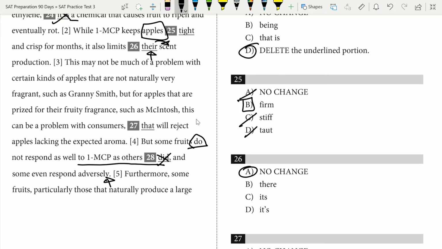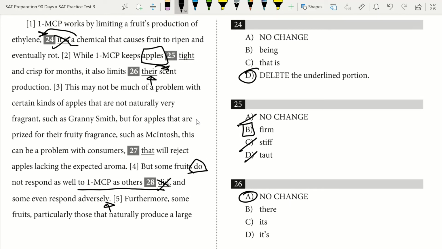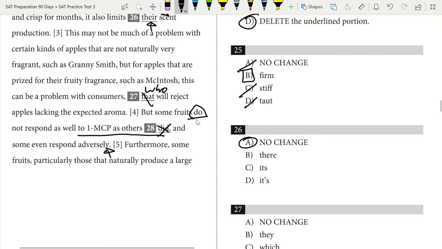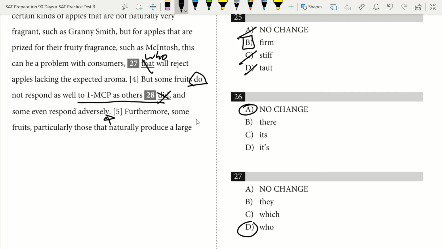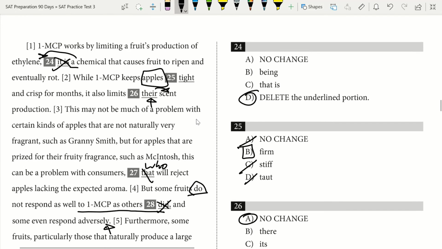Okay, next up we got, this may not be much of a problem with certain kinds of apples that are not naturally very fragrant, such as Granny Smith, but for apples that are prized for their fruity fragrance, such as Macintosh, this can be a problem with consumers, these consumers who will reject the apples. So our correct answer for 27 is going to be "who", so that's answer choice D. Okay, at this point I want to keep in mind that I'm talking about fruits that do respond adversely, right? I wanted to talk about an adverse response. Okay, an adverse response is the limiting of scent production.